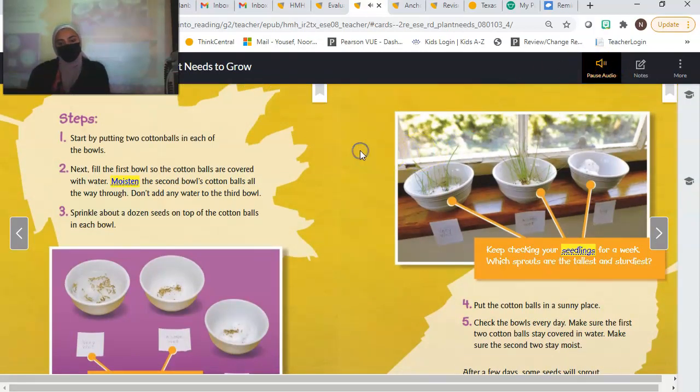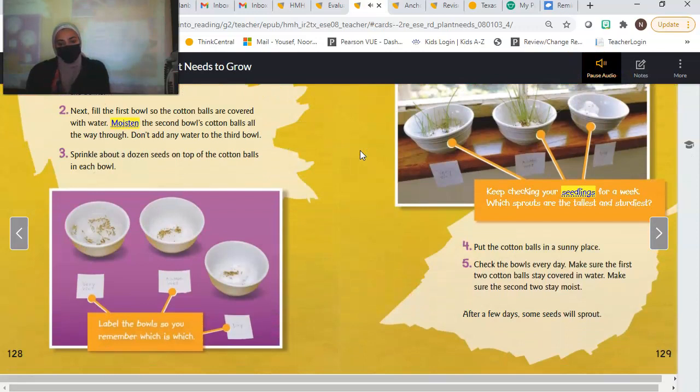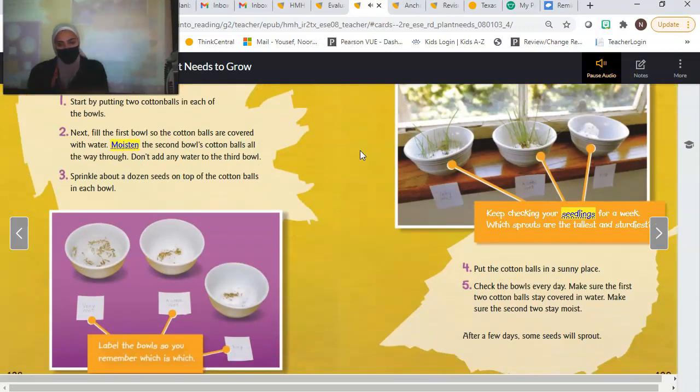4. Put the cotton balls in a sunny place. 5. Check the bowls every day. Make sure the first 2 cotton balls stay covered in water. Make sure the second 2 stay moist. After a few days, some seeds will sprout. Keep checking your seedlings for a week. Which sprouts are the tallest and sturdiest? What do you guys think?